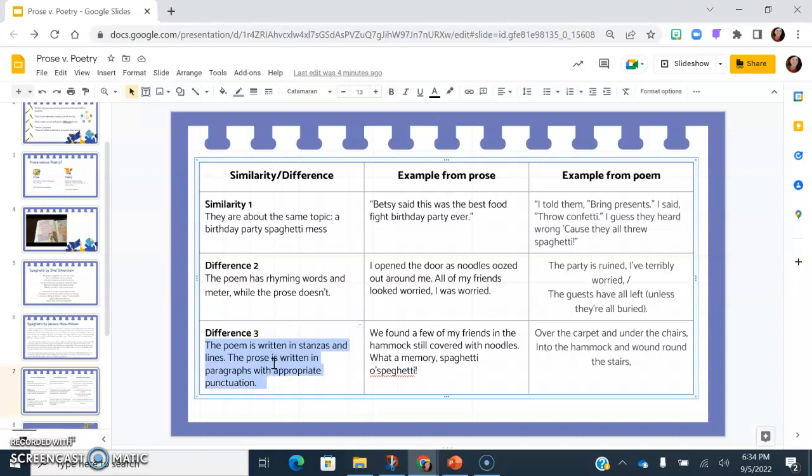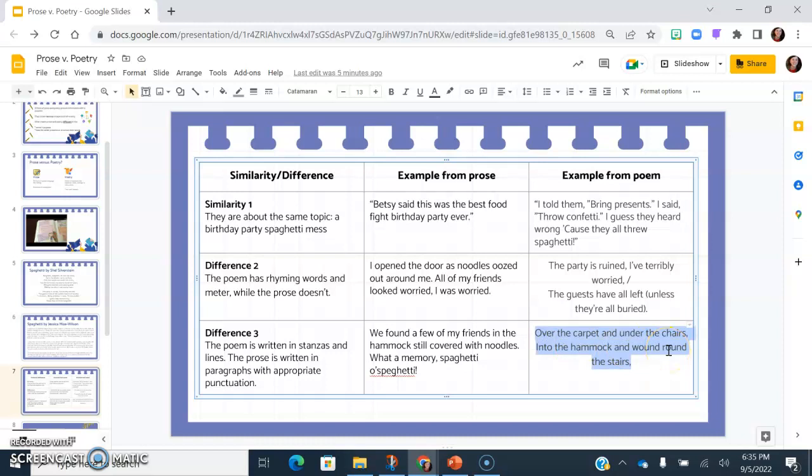Difference 3: the poem is written in stanzas and lines, and the prose is written in paragraphs with appropriate punctuation. Here is an example from the prose. We found a few of my friends in the hammock still covered with noodles. What a memory. Spaghetti, oh spaghetti. So those are two sentences. And then this is one stanza.